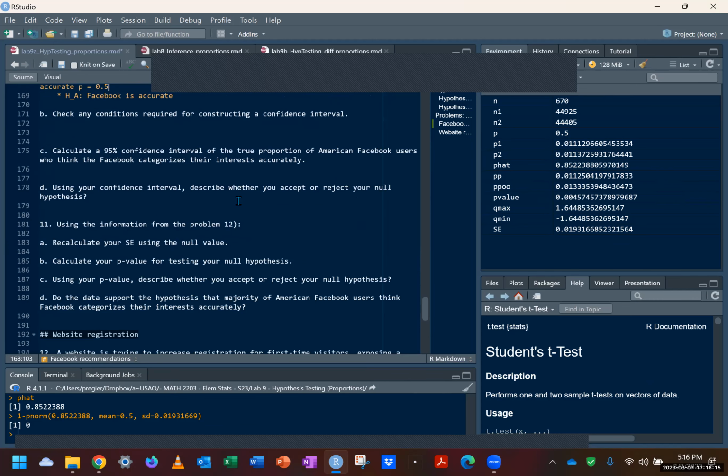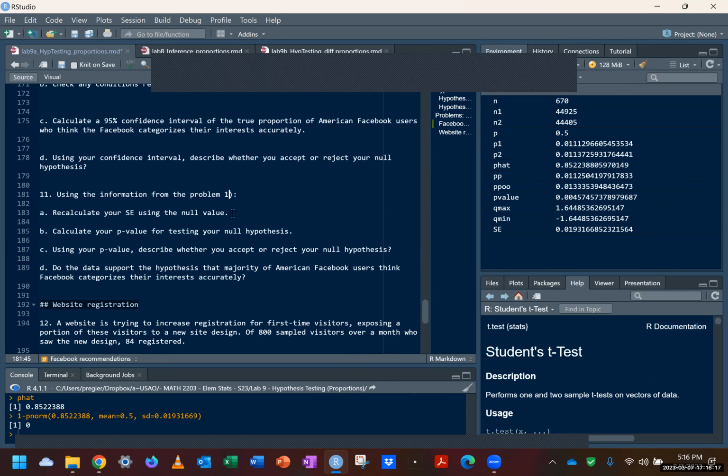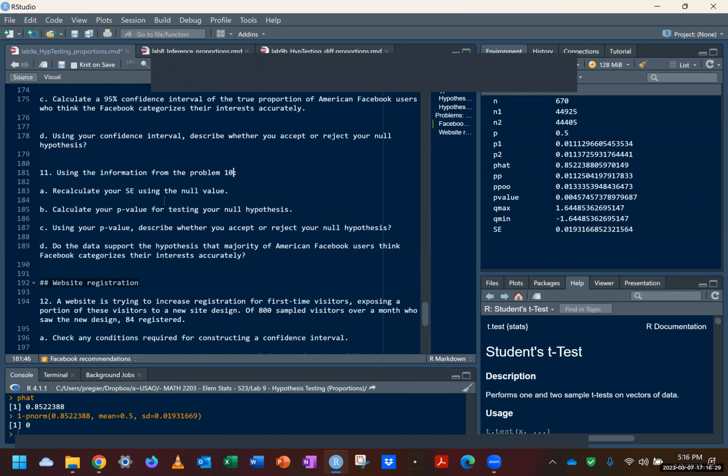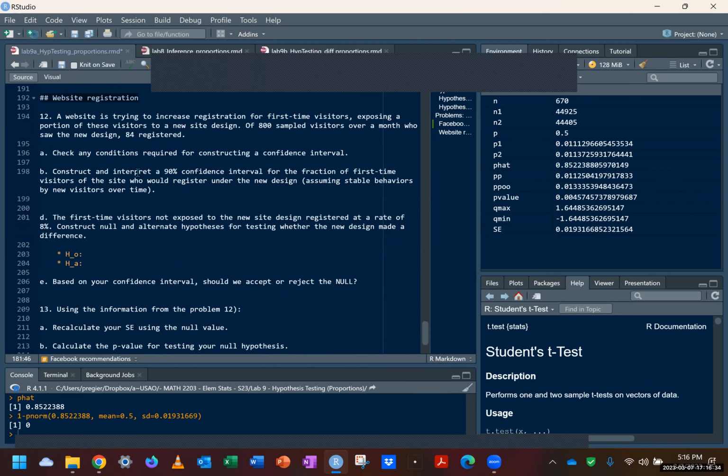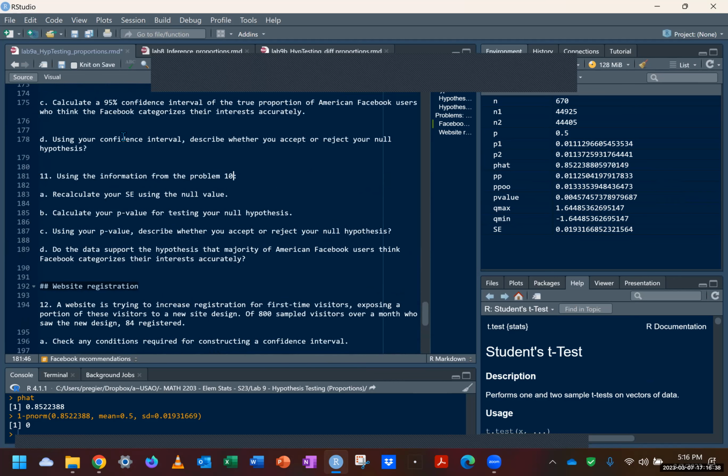Okay, it's gone. So this should say problem 10 here. Then we recalculate the SE using the null value and proceed doing our statistical test to find the p-value. You should get the same result as D. And we can do that in class if you have questions. And then this should say question 12.